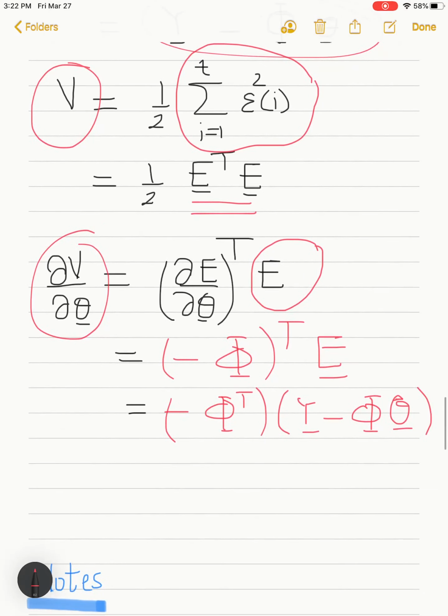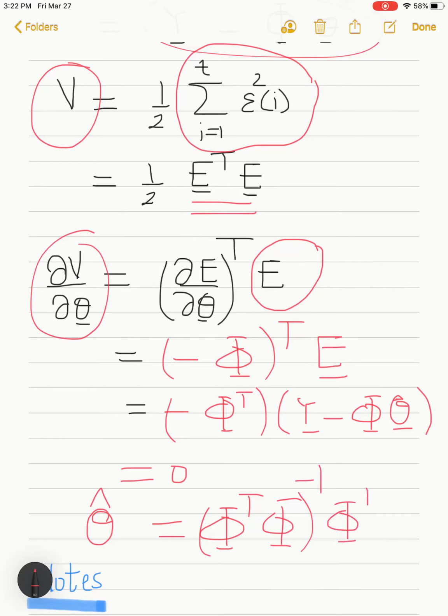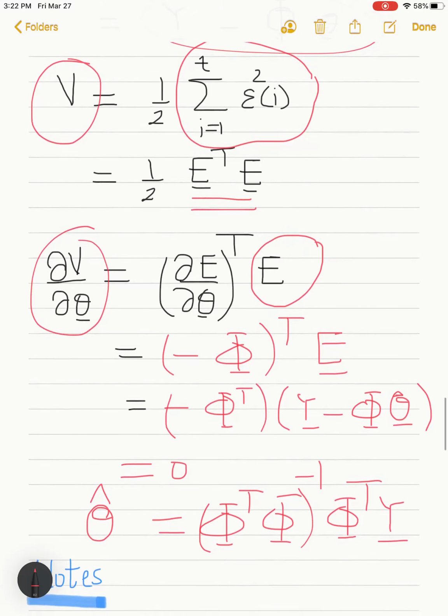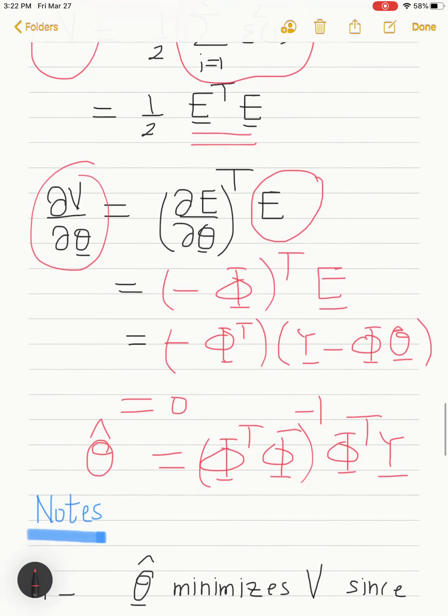If I put that equal to 0, I would get the least square estimate of theta, and that will be given by Phi transpose Phi inverse times Phi transpose times y. So this is what's called the least square estimate of the parameters, and that's what we are going to use.